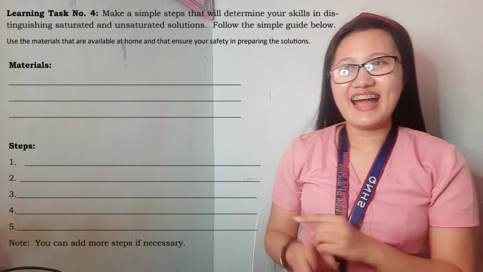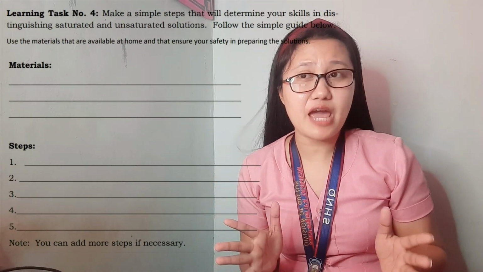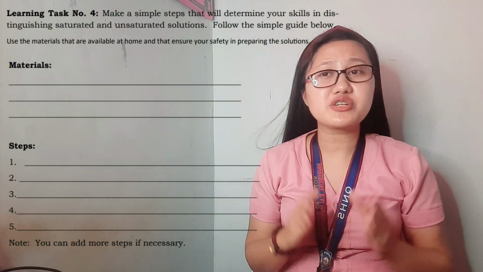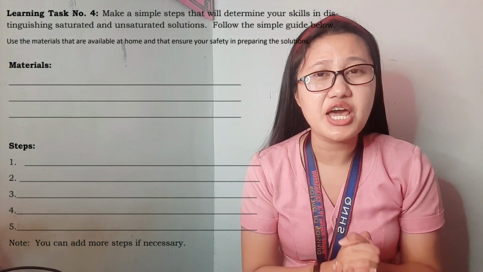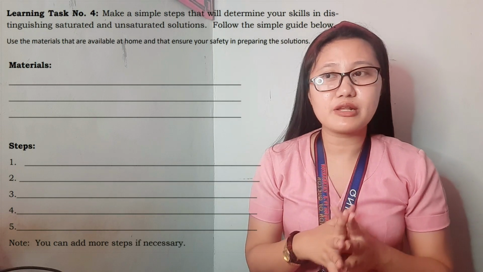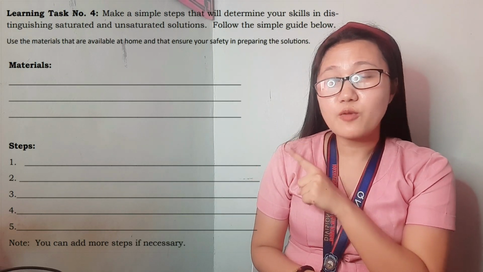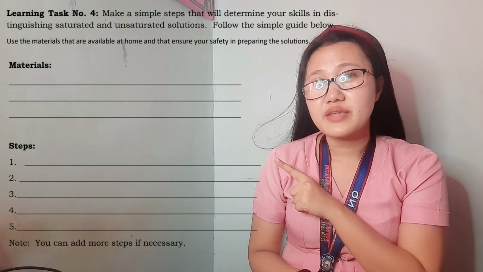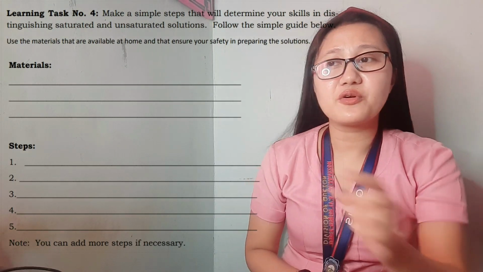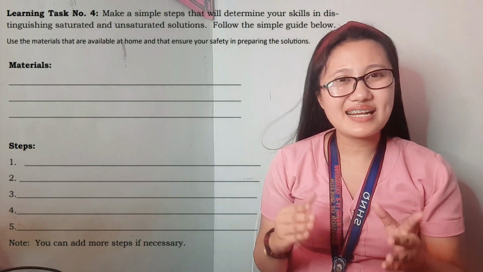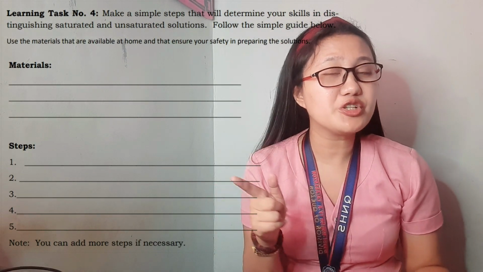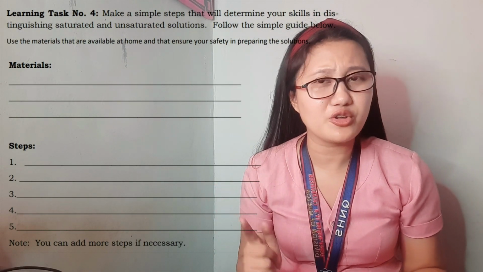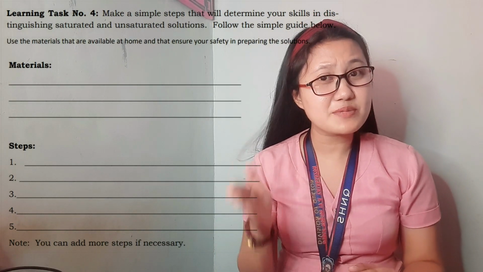For learning task number 4, okay, make simple steps that will determine your skills in distinguishing saturated and unsaturated solutions. So, follow the simple guide below. There are materials here, you put what materials you will use. Then, there are steps you will do. To make it easier, in your module we already have a simple activity. Just follow the steps there.